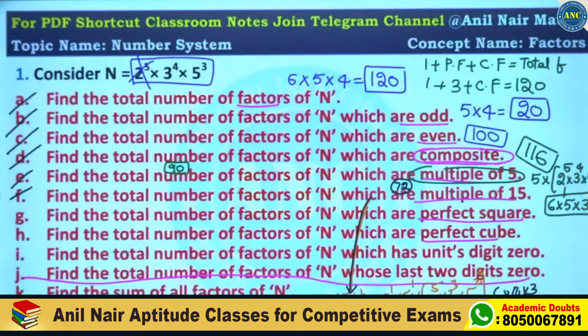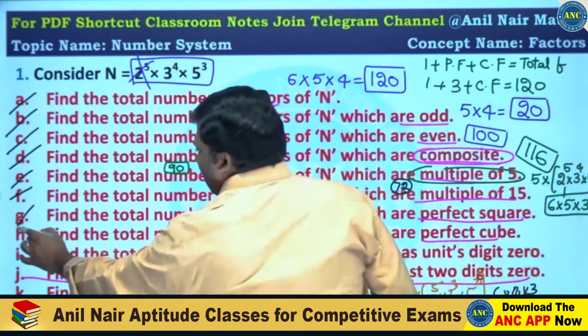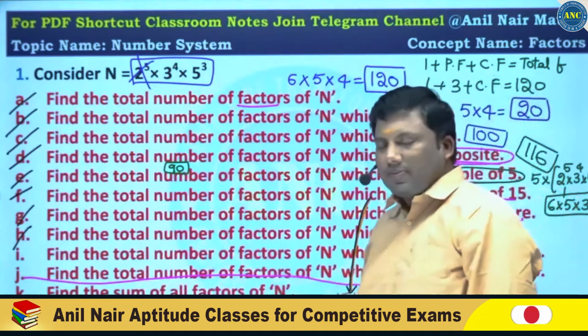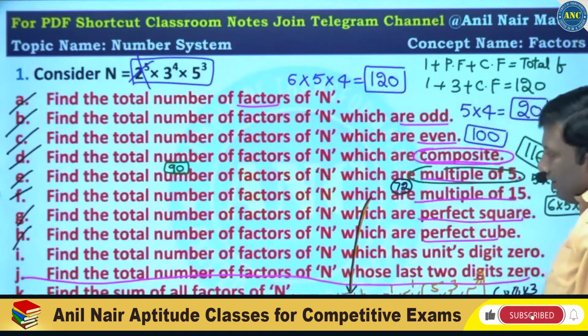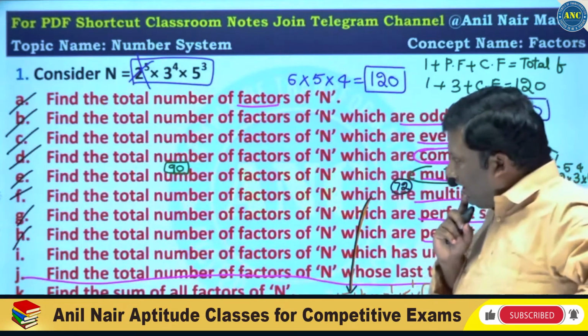Which all questions did we do? A, B, C, D, E, F. G, H also we did. I and J are one concept which we will do. Then we will get into K and L. Till here it is clear.